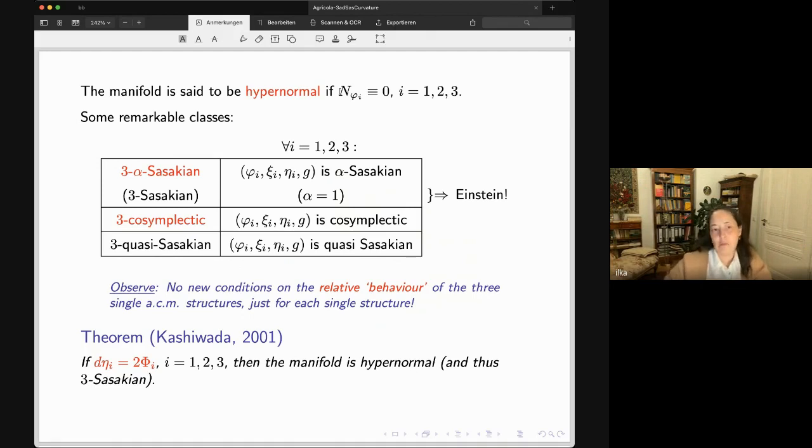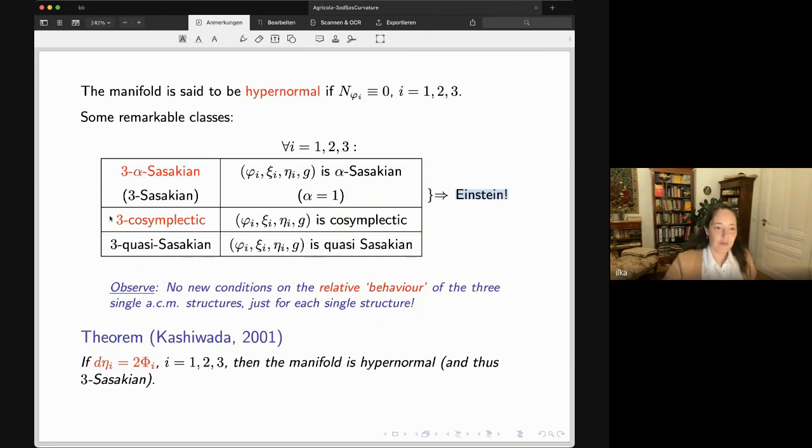And there are some remarkable classes inside, in particular the free alpha Sasakian manifolds, which just means that for each index I, each of these single structures is alpha Sasakian. And it's a free Sasakian manifold if this alpha is equal to 1. This is just due to the fact that a global constant rescaling of a Sasaki structure is again Sasaki. So this alpha takes care of such a global rescaling. It's nothing more than that. Observe that it is well known that free alpha Sasaki manifolds are automatically Einstein.